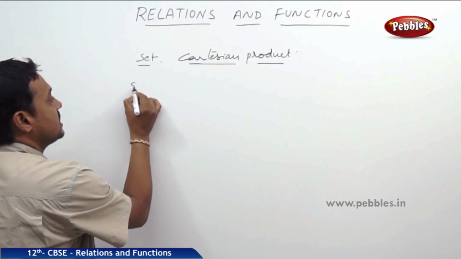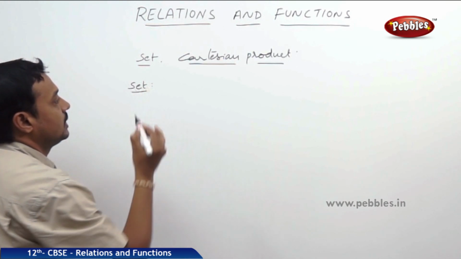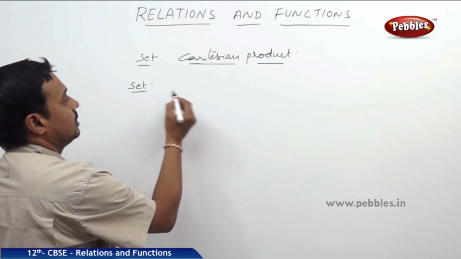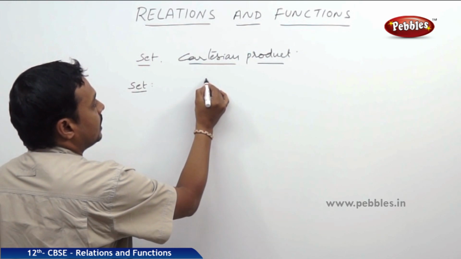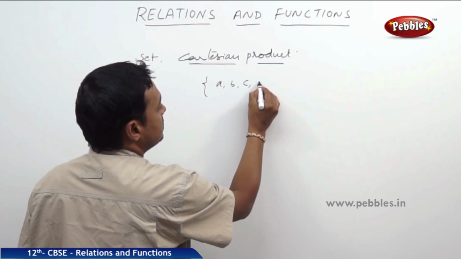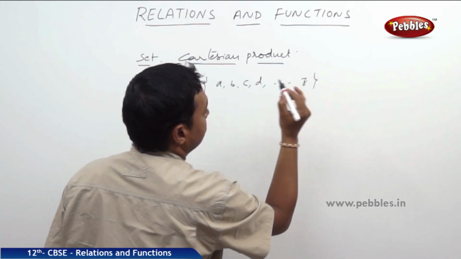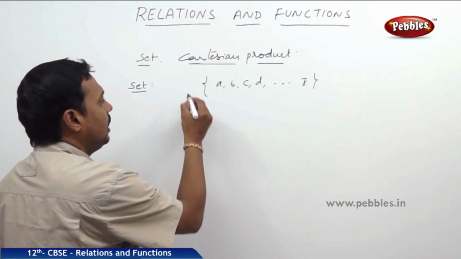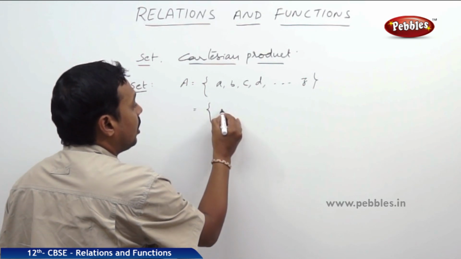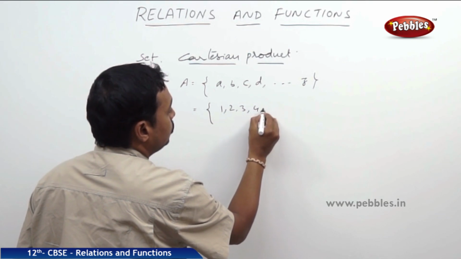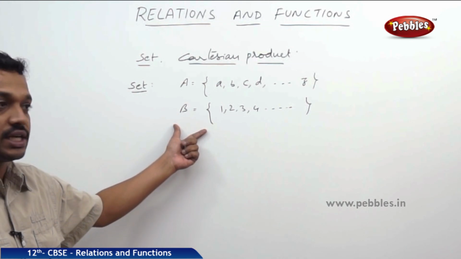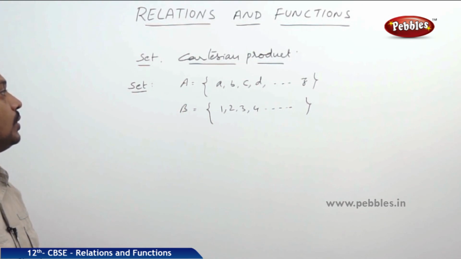So let us see set. What is a set? A set means it is the collection of well-defined objects. For example, collection of alphabets A, B, C, D and so on up to Z is a set. Let it be some letter A. And the collection of the numbers 1, 2, 3, 4 and so on. Let it be some B. Now this is also a set. So these are two examples of a set.